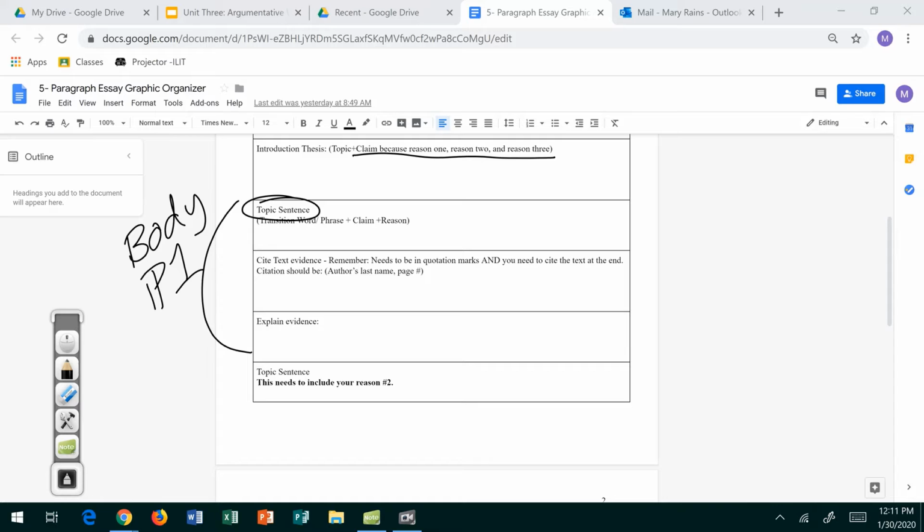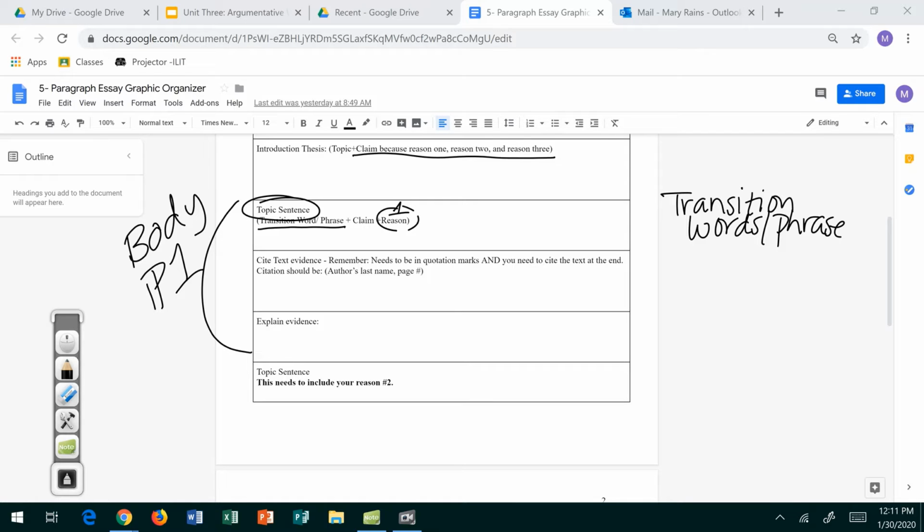And when you're coming down to your topic sentence, it's going to be very similar to your thesis, which is why I left that up there. The only difference is that you are going to have a transition word or phrase, and you are also going to only add one reason. So what I like to do for the first body paragraph is there's a couple of different options that you guys could use for transition words or phrases. So I'm going to put that right here and let you pick one.